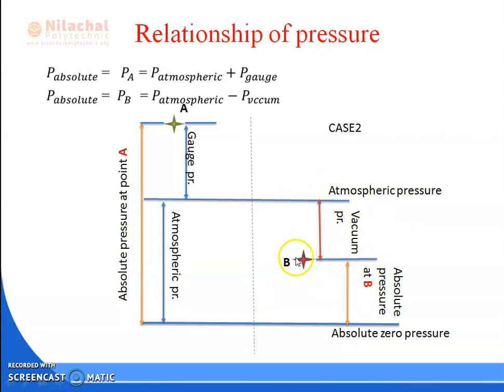Suppose I want to measure the pressure of point B with respect to atmospheric pressure. First you have to see whether point B is below atmosphere or above atmosphere. Point B is below atmosphere. If it is below atmosphere, that means which pressure? This pressure is your vacuum pressure. So if we measure the pressure of point B below atmosphere, that pressure is known as which pressure? Vacuum pressure. Then what is the relationship between atmospheric, absolute and vacuum? Absolute pressure is equal to atmospheric pressure minus vacuum pressure.